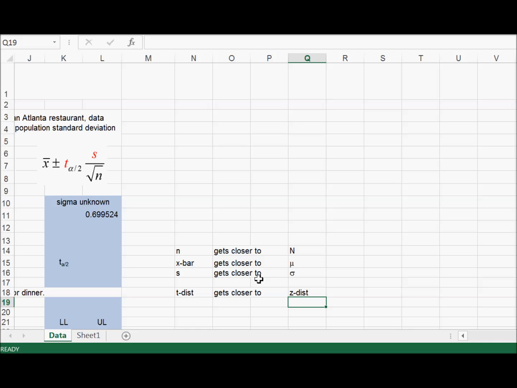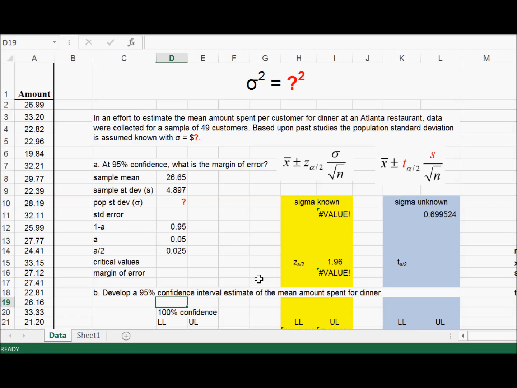Right, so going back to my question here, what do you expect this value to be close to? As n gets bigger and bigger and bigger, what happens to x bar? It becomes the population mean. What happens to the standard deviation of the sample? What does it become? The sample standard deviation becomes the population standard deviation. What does the T become? The Z. You guys see it?